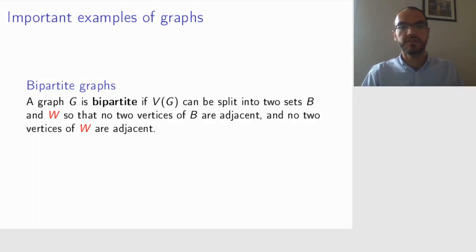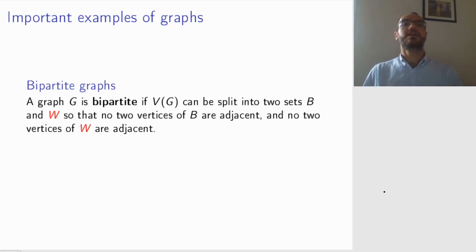A cool example of graphs are bipartite graphs. So roughly speaking, a graph is bipartite if you can divide it into 2 sets so that the edges go between the 2 different sets and not within one set. So what does this mean more precisely? It means that the vertices of the graph can be divided into a set B, as in black, and a set W, as in white.